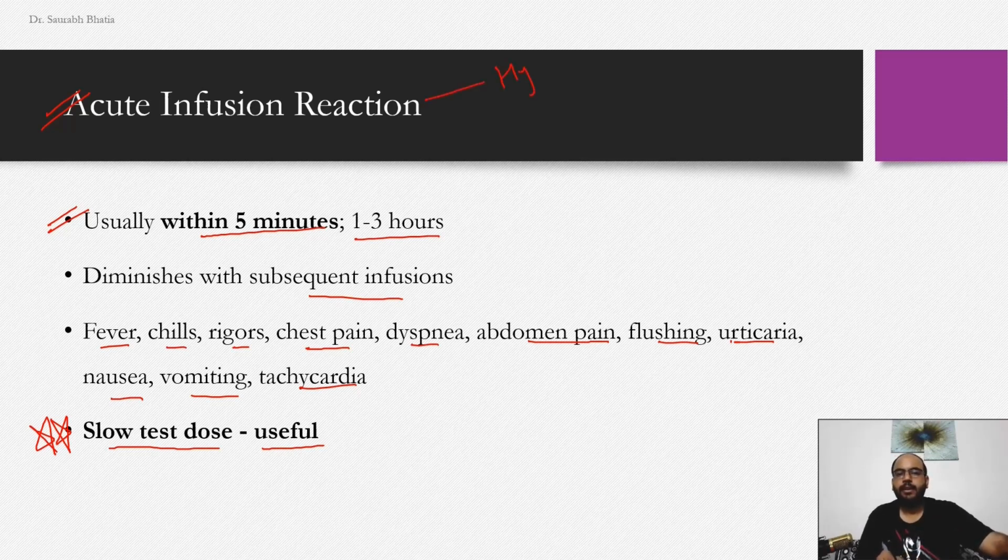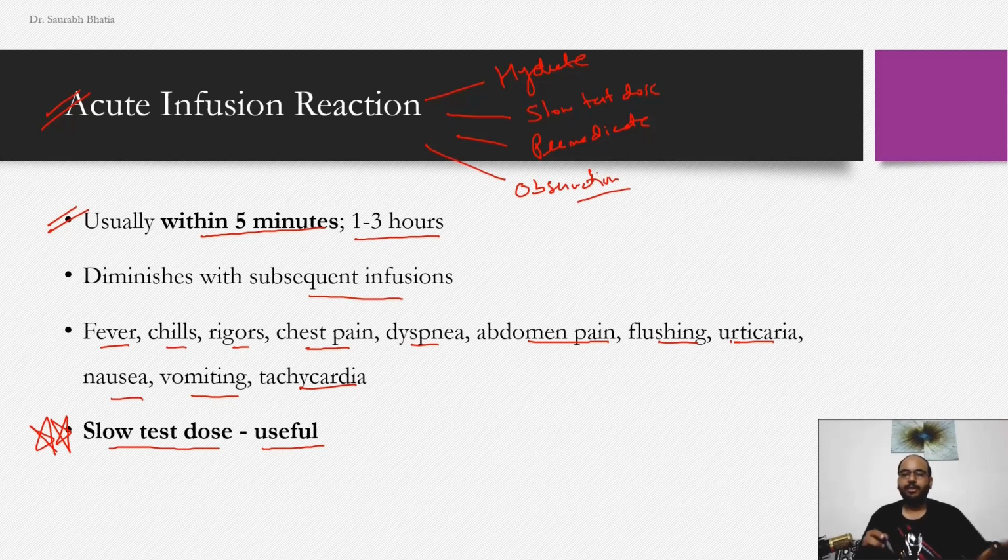Okay, so not everyone will have it, and how to prevent it? Number one, hydrate your patient. Number two, use a slow test dose. Number three, pre-medicate. Number four, observation. Keep observing the patient.